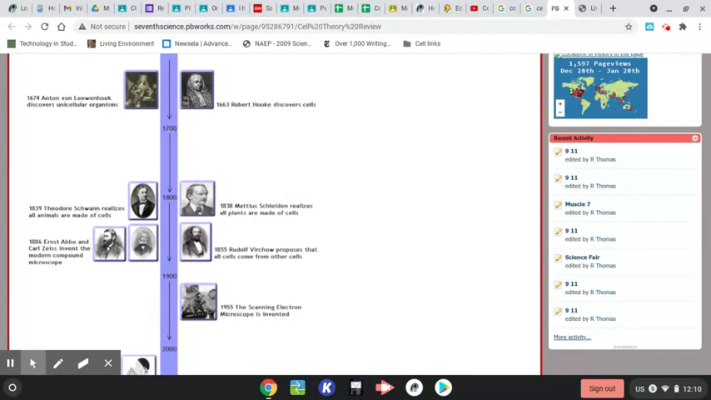So what's another part of the cell theory, the last part of the cell theory? So we know that cells only come from cells. We know that everything has cells. What's the third part?